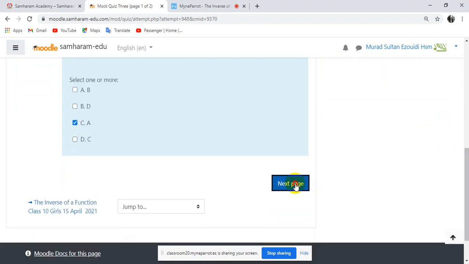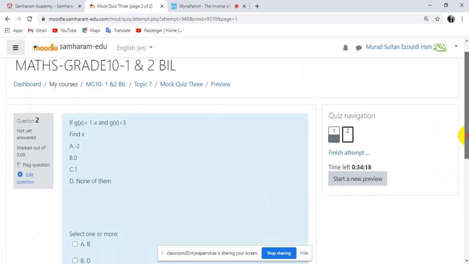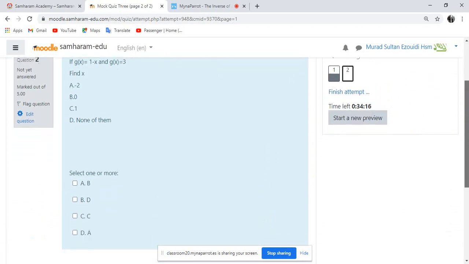Then the next page. The next page, we said the correct answer is minus 2. Minus 2 is A, minus 2. And this is the answer A. This is D, meaning the fourth option. The correct answer here is A. Okay, we click this one. Clear? Then I will finish attempt.